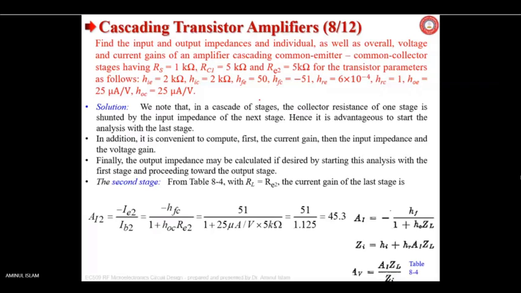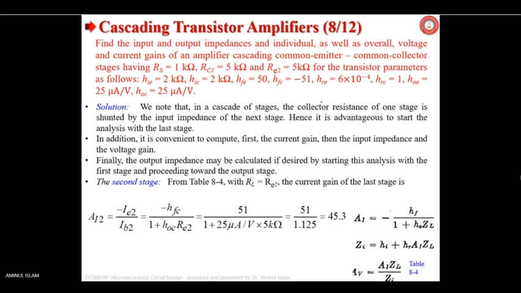HRE is 6 into 10 to the minus 4. What is this one? Reverse voltage gain of Q1. HRC equals 1. HR means reverse voltage gain, of Q2. HOE is the output conductance of Q1, 25 microampere per volt. HOC equals 25 microampere per volt, of the Q2. So with these values, we have to understand the circuit, I mean, calculate the voltage gain, current gain, etc.